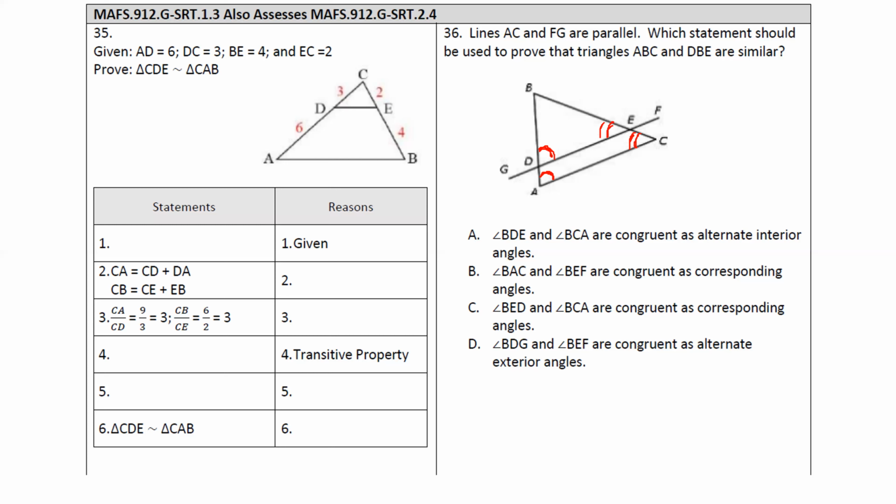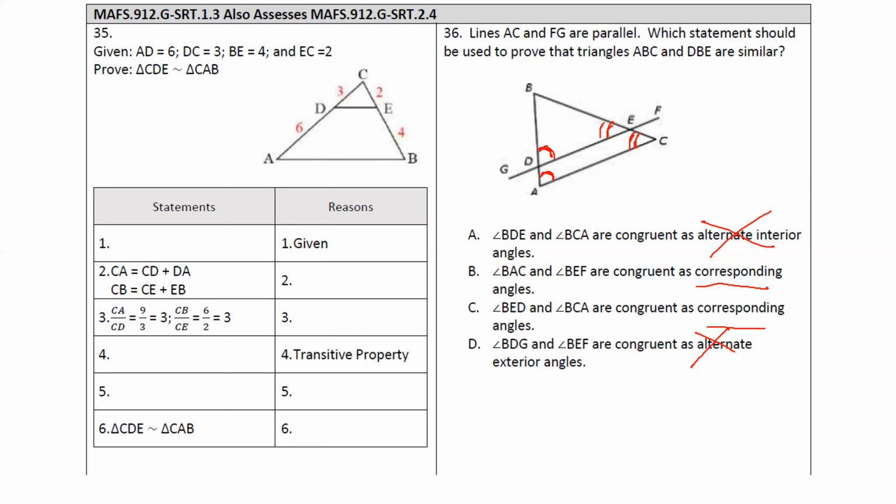So first, looking at option A, they say alternate interior angles. Again, that's not going to help us. The last option says alternate exterior. Not going to help us. So the only ones that use corresponding are options B and C. So it has to be one of those two. Now, which one correctly matches the right angles?